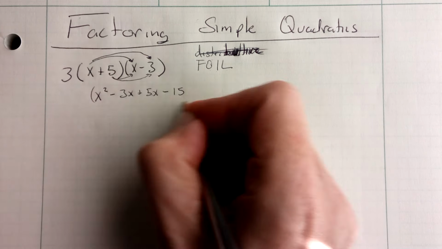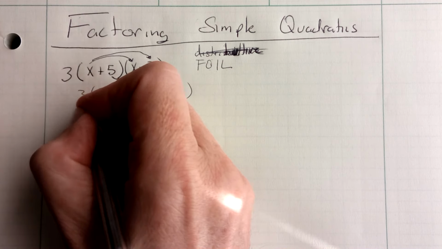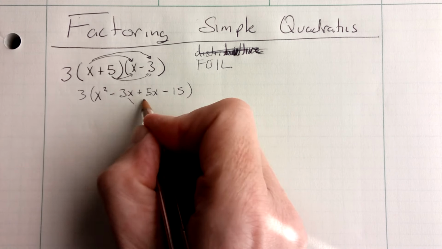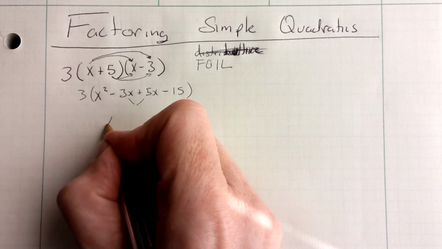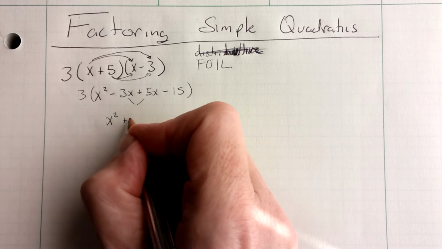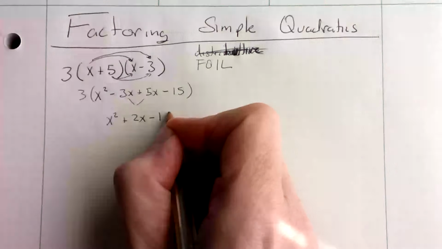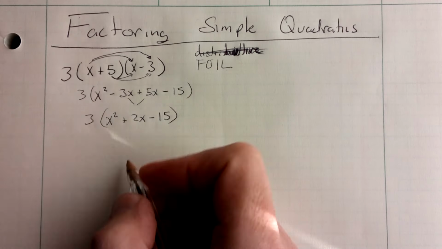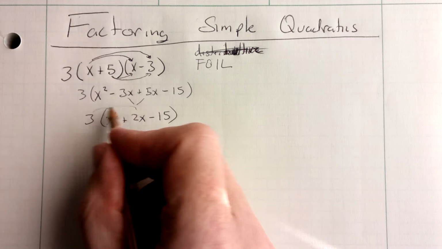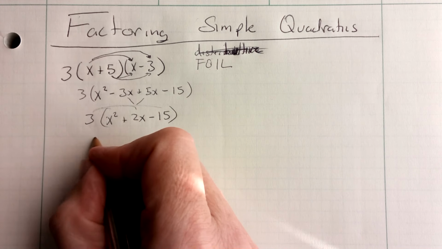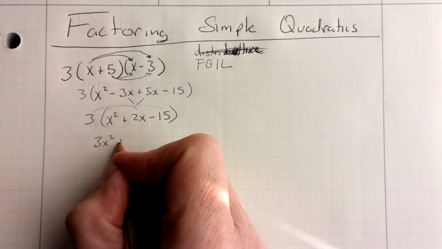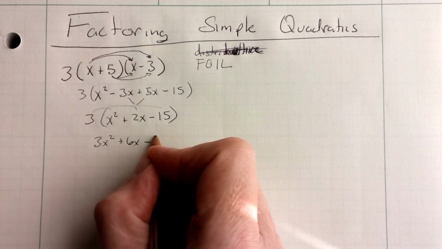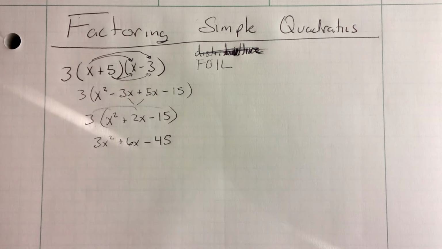That still needs to be multiplied by this leading 3. I have two like terms that I can combine, so I get x squared plus 2x minus 15, which still needs to be multiplied by 3. Then I distribute in the 3 as a last step, and I get 3x squared plus 6x minus 45. Now, that's actually not what we're doing.